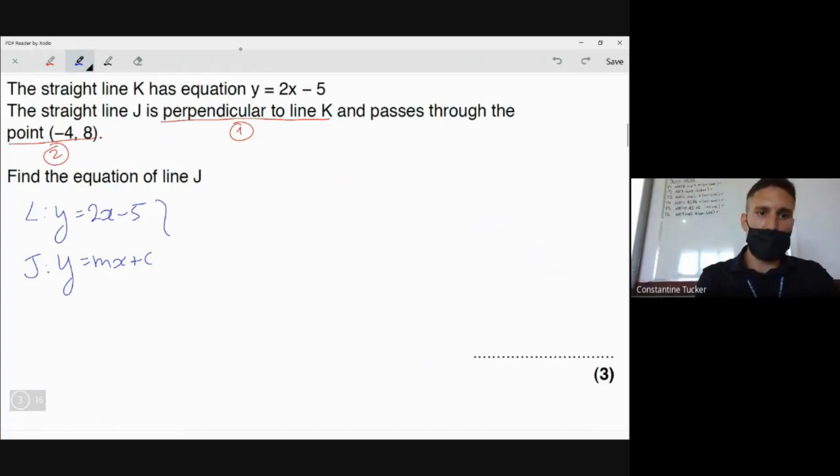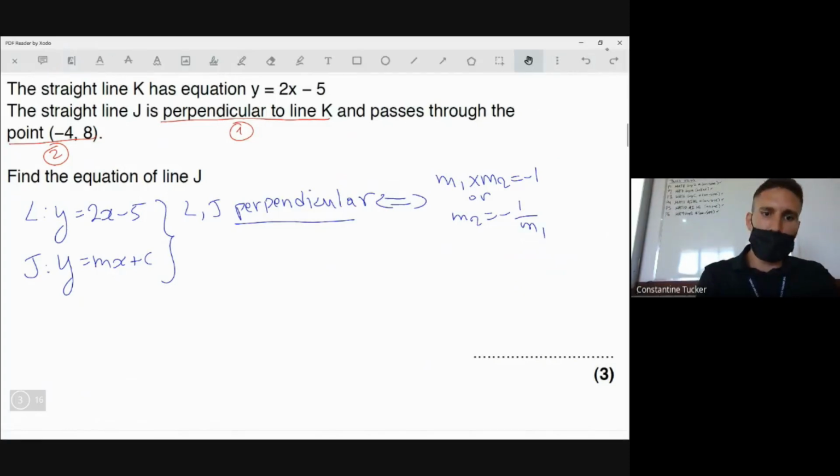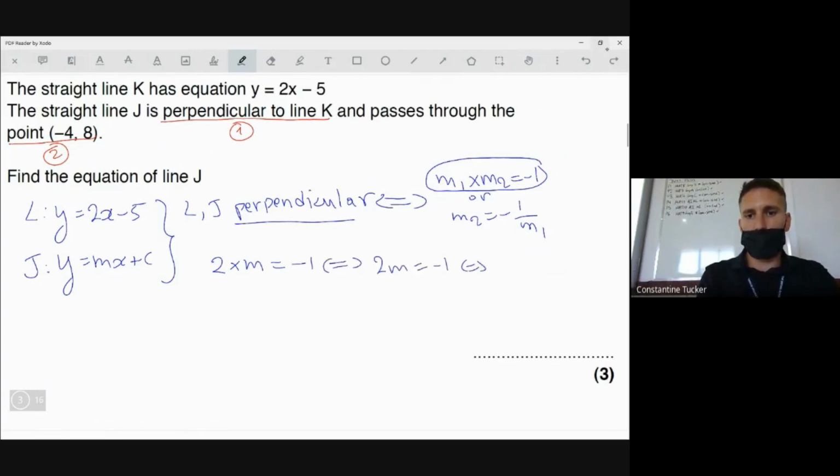Well, firstly, let's see. If these two are perpendicular, then we know something about the gradients. We know that the gradients have a product which is equal to -1. So m1 times m2 is equal to -1, or you can think of it as m2 is equal to -1 over m1. You choose which one you want to use. I'm going to use the product because I just tend to use this all the time. So 2 times the gradient of the second one is equal to -1. So 2m is -1, which means m is -1 over 2, or m is minus 0.5. So basically, we found the gradient is minus 0.5.